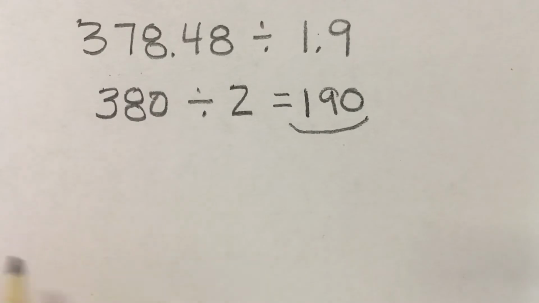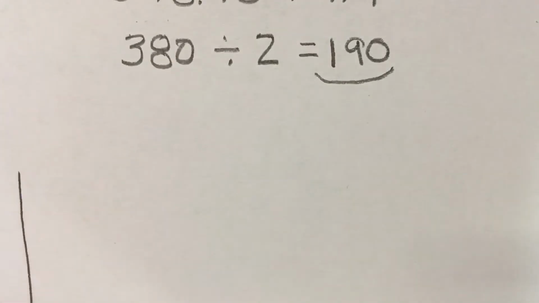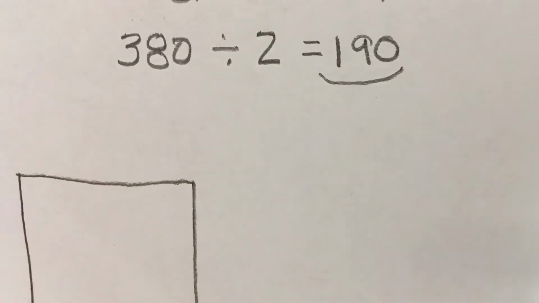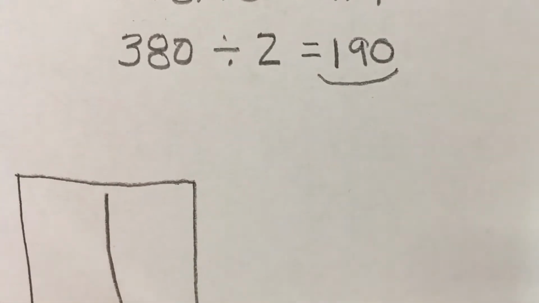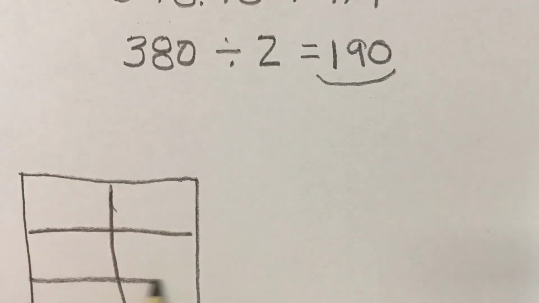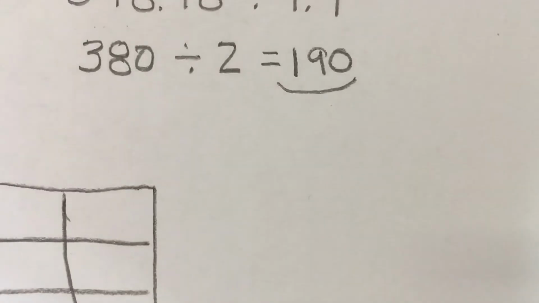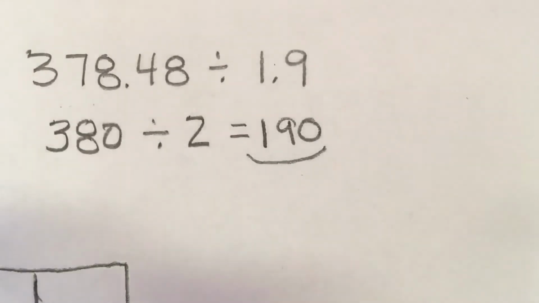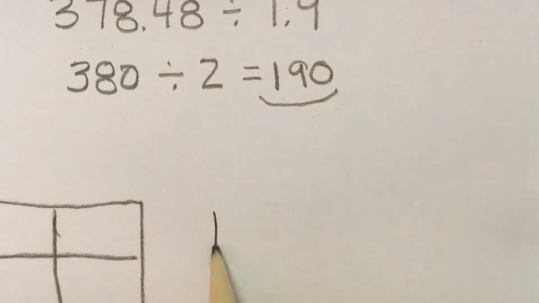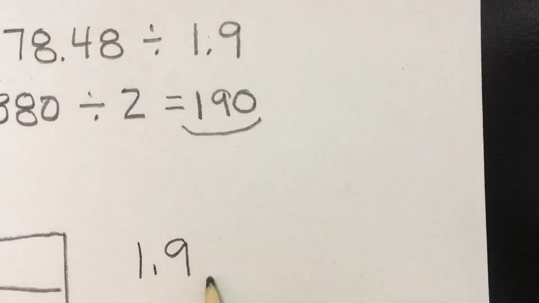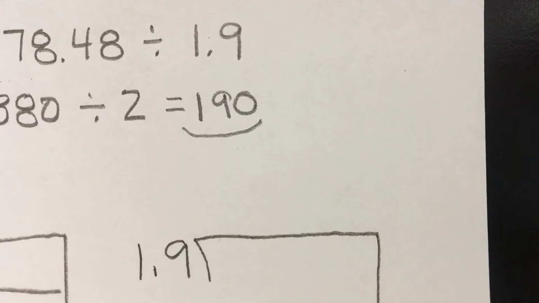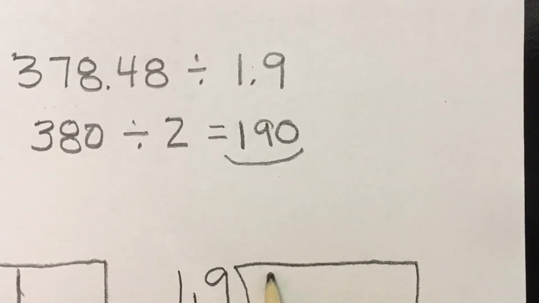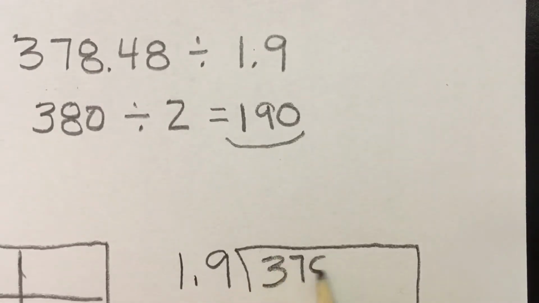Now I will create my ratio table, and this is simply used to keep my calculations organized. And I would rewrite my division problem as a standard algorithm, starting with my divisor, which is 1.9, and that will be divided into 378.48.